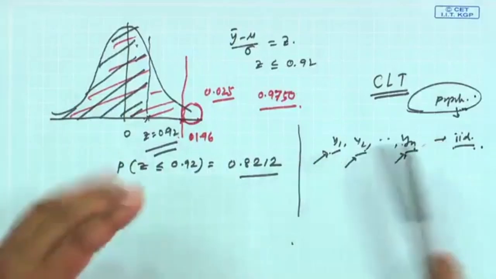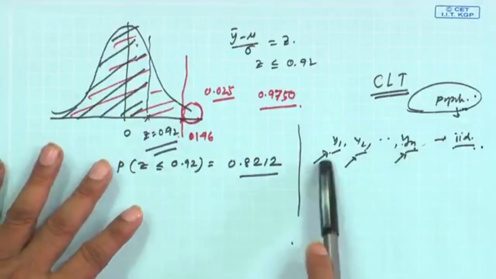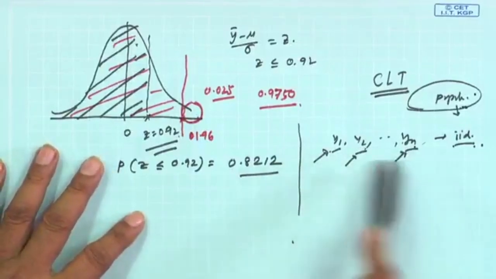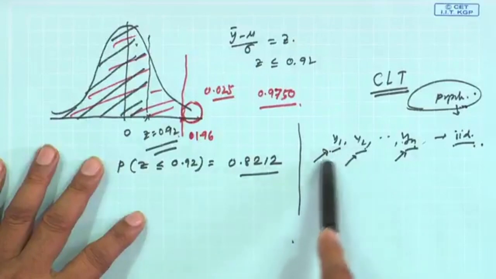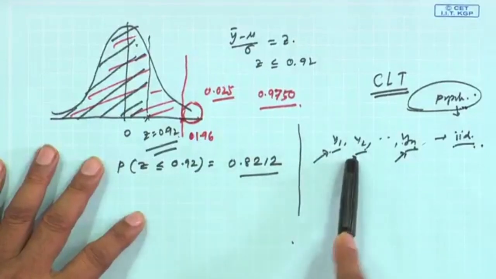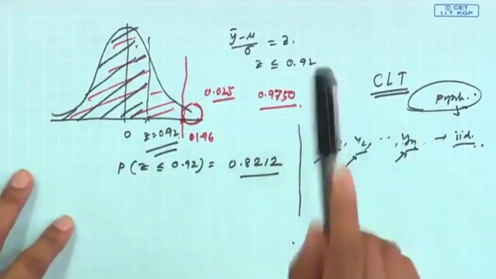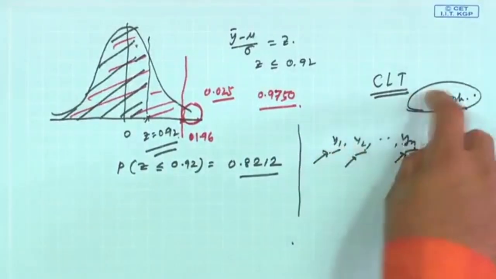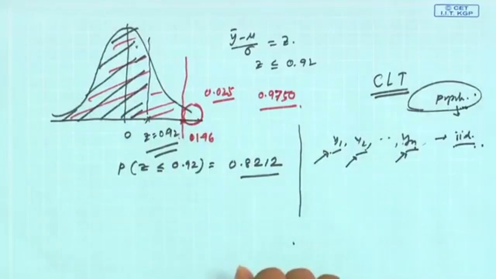Keep in mind, you have not collected data. You are thinking that you will be observing n observations or n data points. So, what will the y1 value be? It can be any value. That is why it has a probability distribution, and that too the same probability distribution as the population.